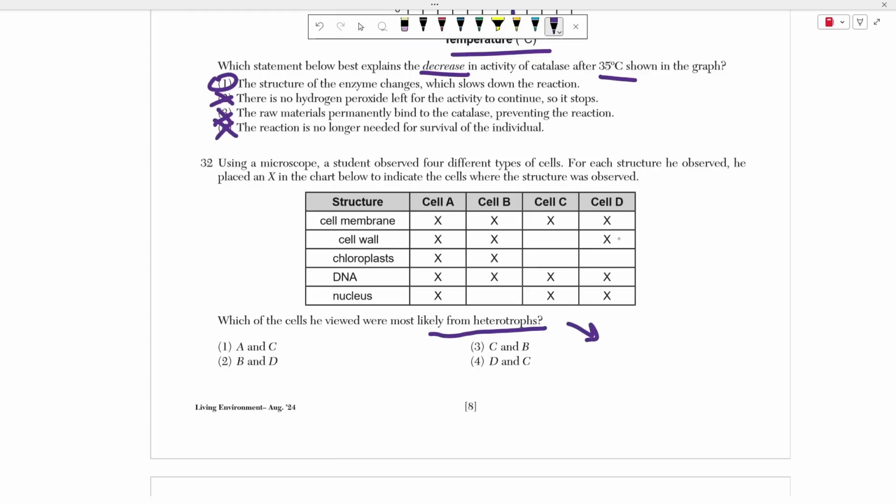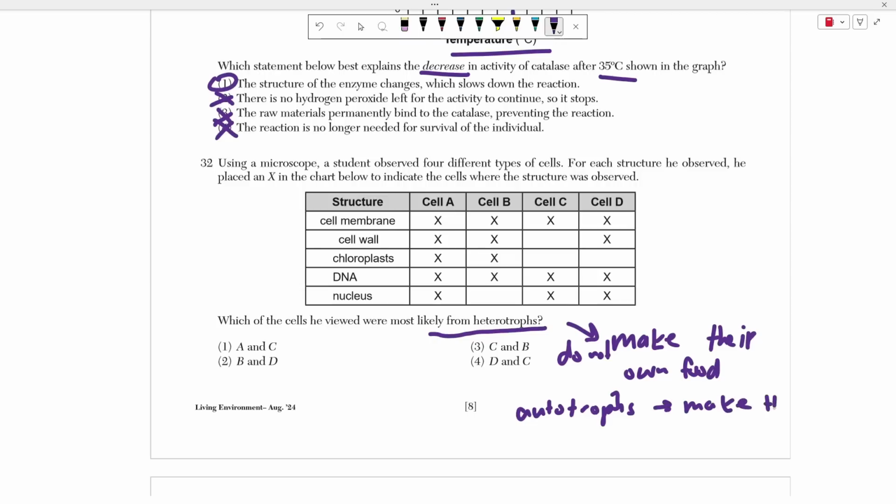So heterotrophs are organisms that do not make their own food. Autotrophs make their own food. So in this case, a heterotroph is not going to make its own food. Now, the best example of an autotroph are plants. Plants are autotrophs. Why? Because they make their own food.